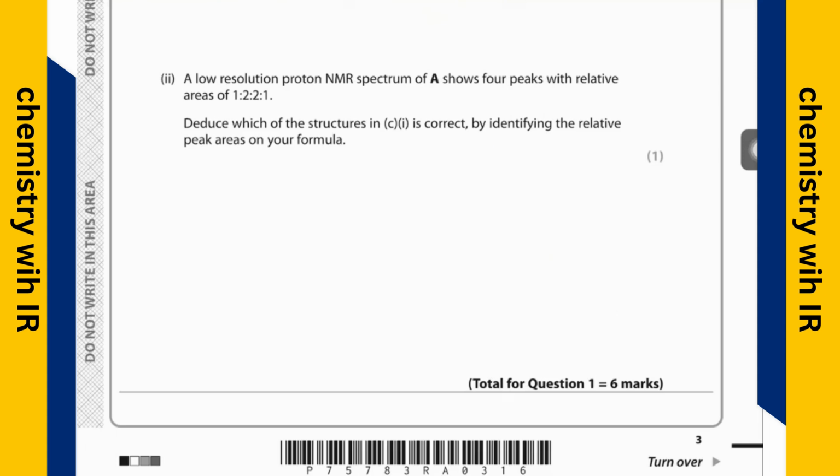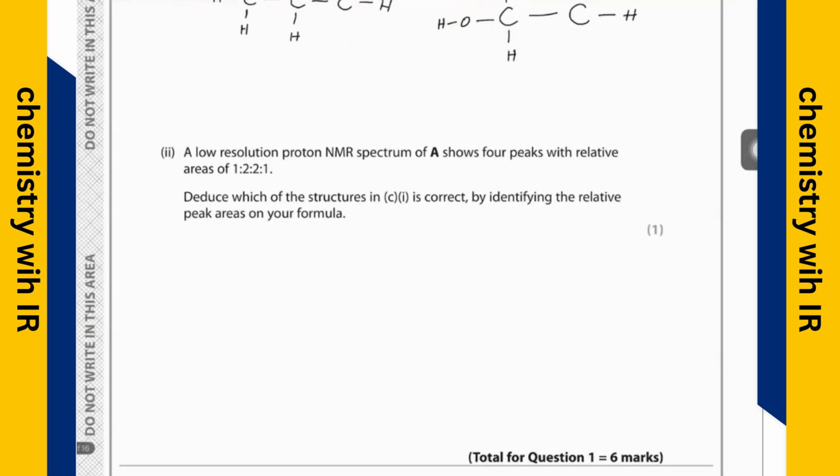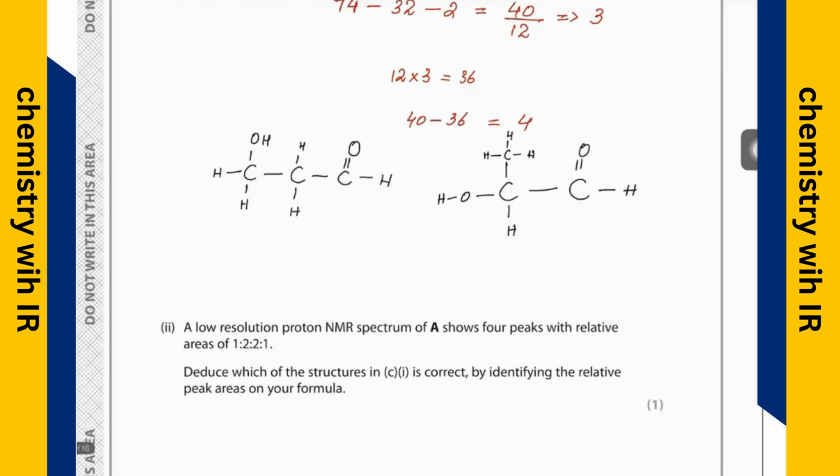Relative peak area. Low resolution. They are saying a low resolution proton NMR spectrum of A shows 4 peaks with relative areas of 1 is to 2 is to 2 is to 1. Deduce which of the structures in C part 1 is correct. By identifying the relative peak areas on your formula.